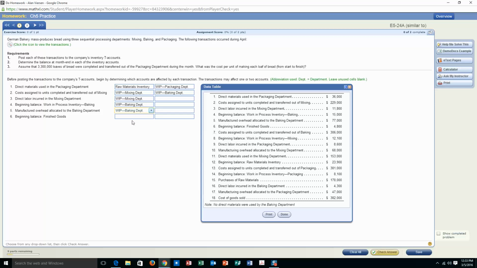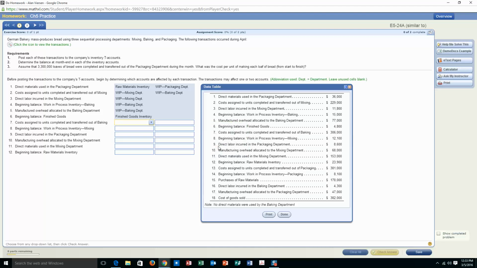The last one is the beginning balance in finished goods. That obviously is going to affect the finished goods inventory. And check my answers. Nice work. And I'll finish up a few more of these.